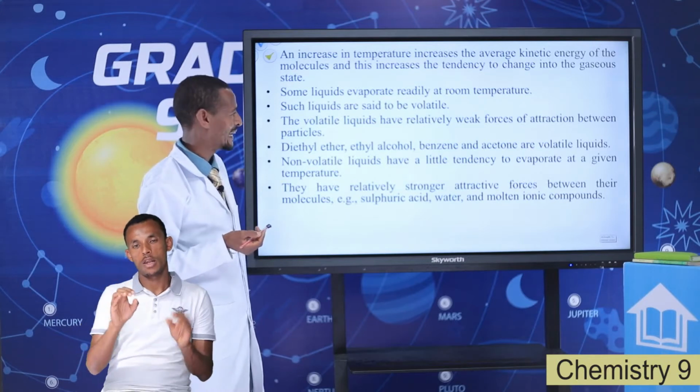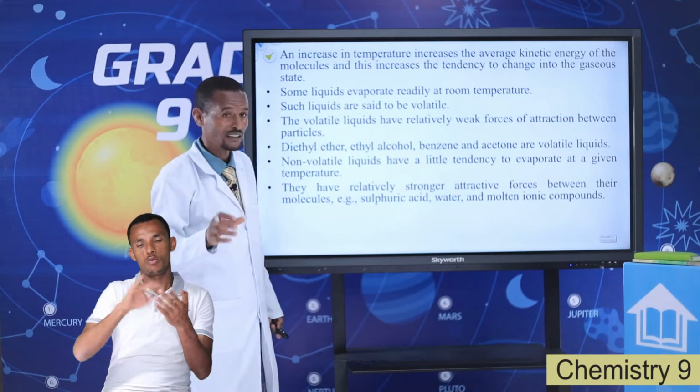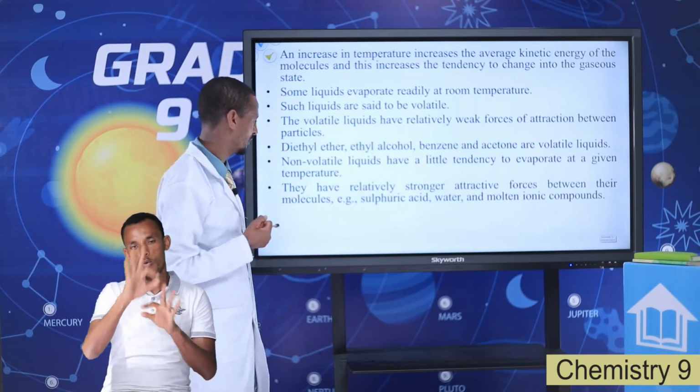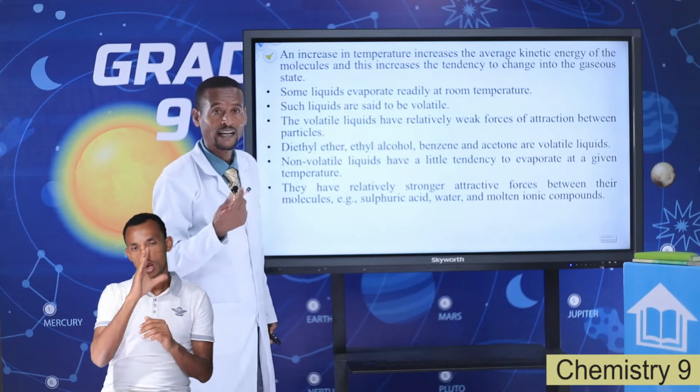Non-volatile liquids have little tendency to evaporate at a given temperature. They have relatively strong attractive force between their molecules. For example, sulfuric acid, water, and molten ionic compounds.